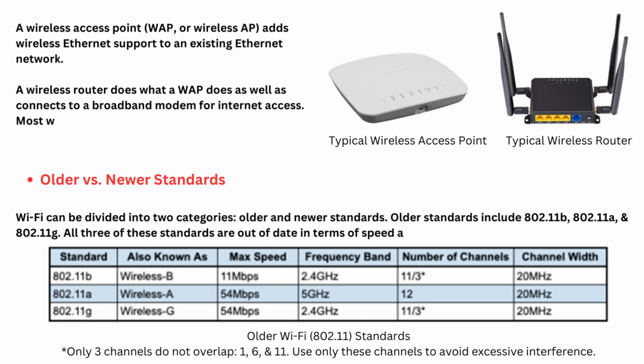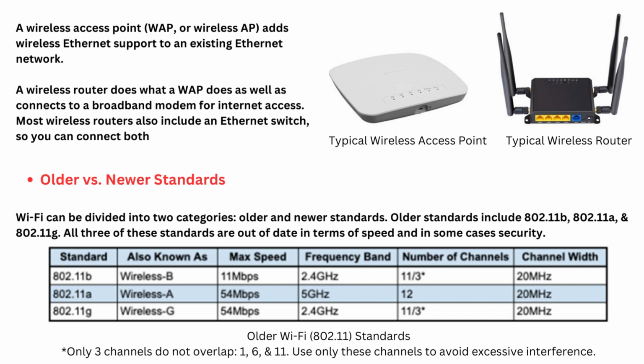Wi-Fi can be divided into two categories, older and newer standards. Older standards include 802.11b, 802.11a, and 802.11g. All three of these standards are out of date in terms of speed and in some cases security.